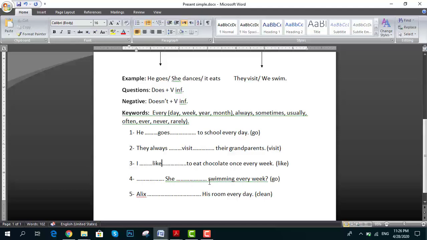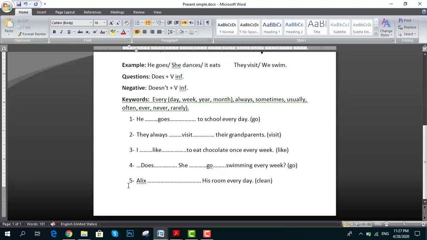Here, question. The question says space, she, space, swimming every week, and the verb is go. We have every week. Every week is a keyword for present simple. So we should add the auxiliary that we use in a question. The auxiliary is does, and pay attention, it should be a capital letter. Does she, and the verb is infinitive go. Does she go swimming every week?